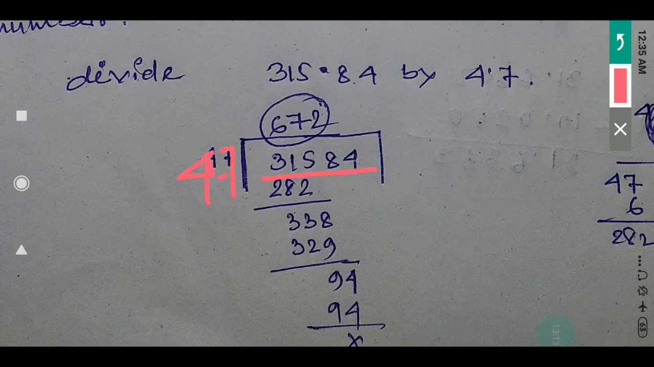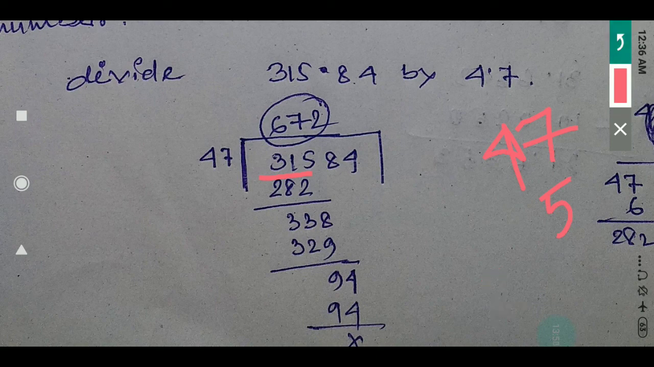So write 47. Now 47 ones are 47, but here 31 is given. That means if I take 2 digits, it will not be possible. So I have to take 3 digits. So that means I will take 315. So 47, sorry, 47. 6 8s are how much it is? 48. So if I take 5 here, then how much? 5 4s are 20. So now the last digit will be 2.